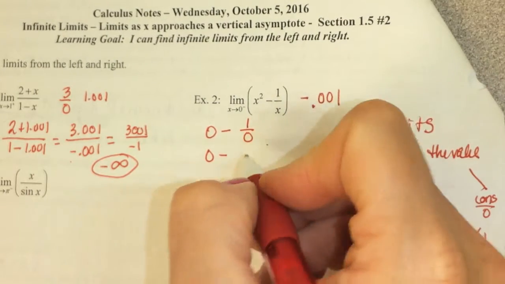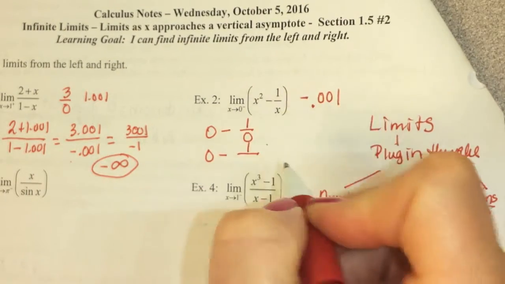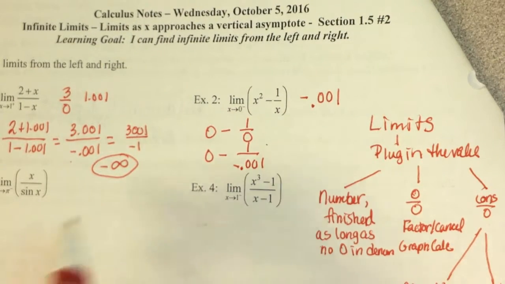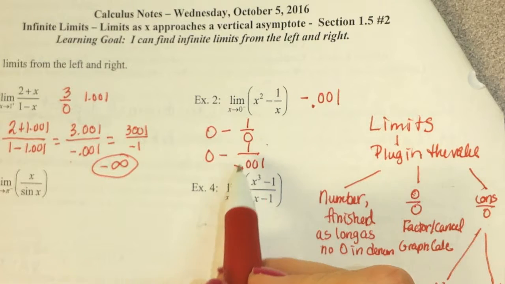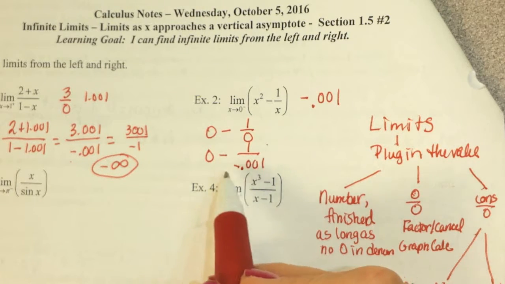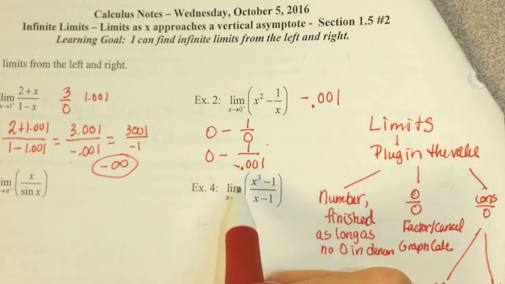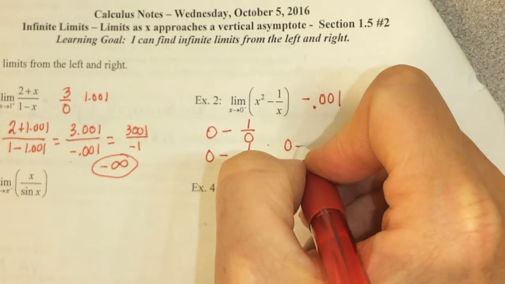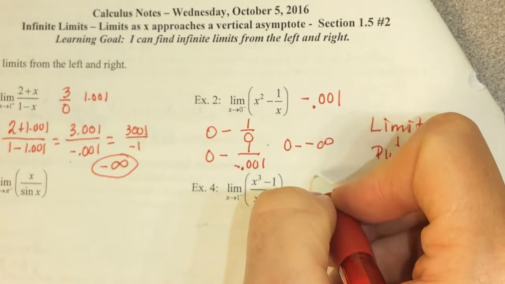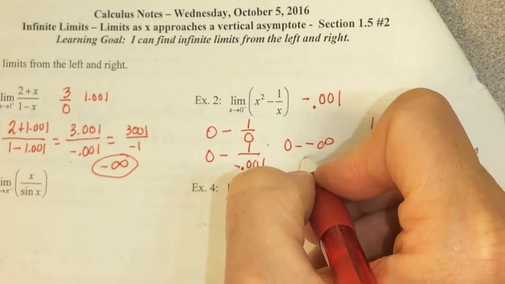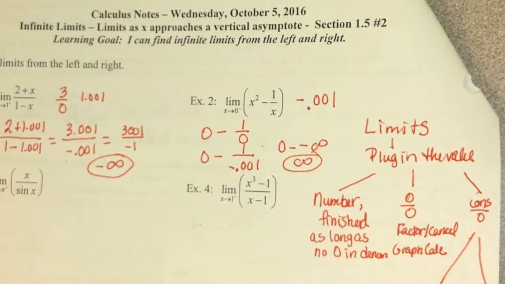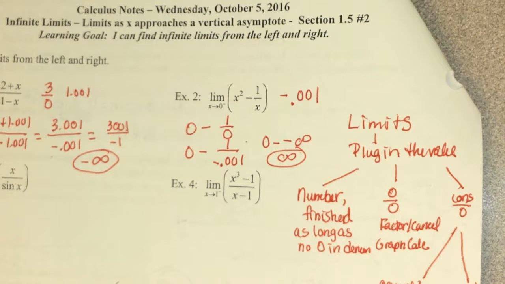So we have 0 minus, and then I'm going to have 1 over negative 0.001. A constant divided by a very small number is going to be what? That's negative infinity. So I now have 0 minus negative infinity. And so what's it going to be then? Just infinity. Okay? All right, let's just check that one on the graphing calculator.